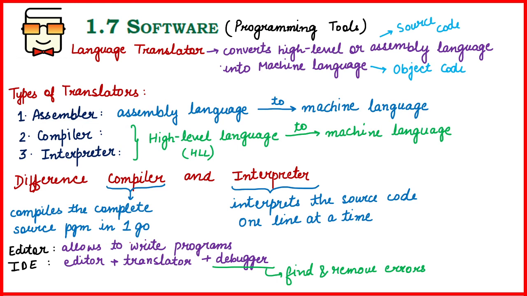Now what is an editor? It allows you to write programs. A text editor will allow you to write text documents, and if it also allows you to write programming language code, then we also call it an editor. But an integrated development environment is specifically built for writing, editing, translating, as well as debugging your code. Translation also involves converting your high level code into an object code that can be directly run on your machine.